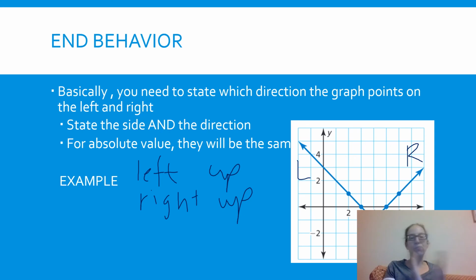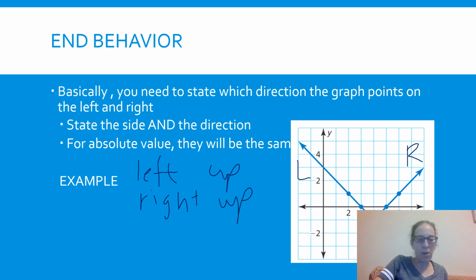Okay. And that's really all that we're looking for with end behavior. With absolute value, you are going to have the same answer for both. Left and right are both going to be the same thing. Sometimes students will say left and right both go up, or they'll say both are up. Just keep in mind that not every graph will do that. Like a line, one side points down and the other side points up. So you do need to specify the side and the direction.